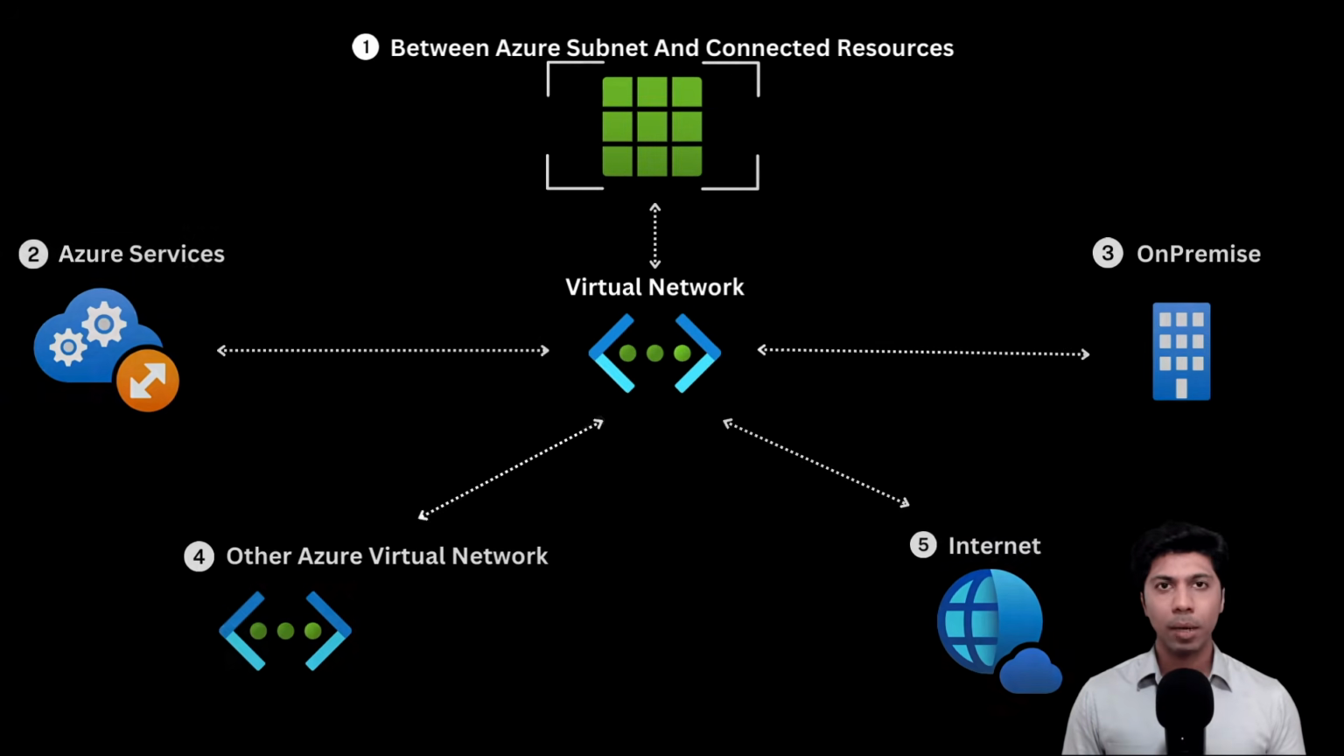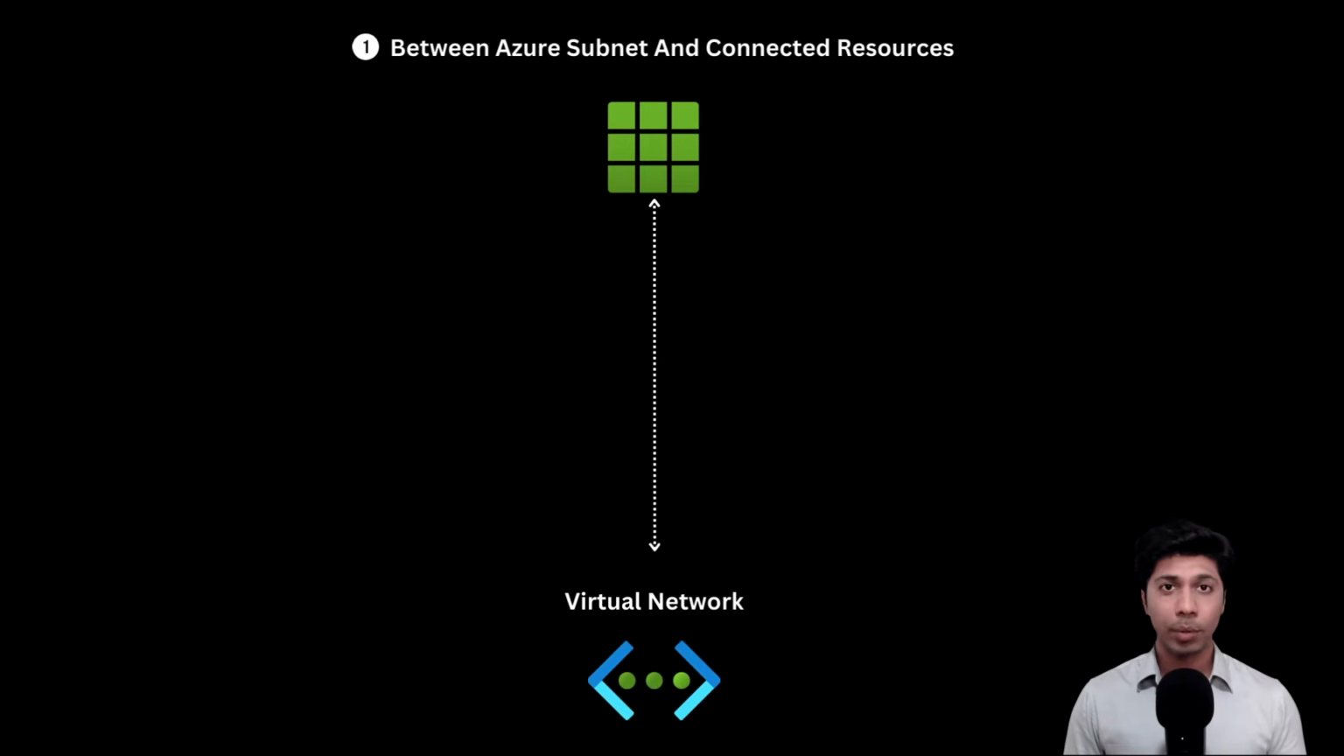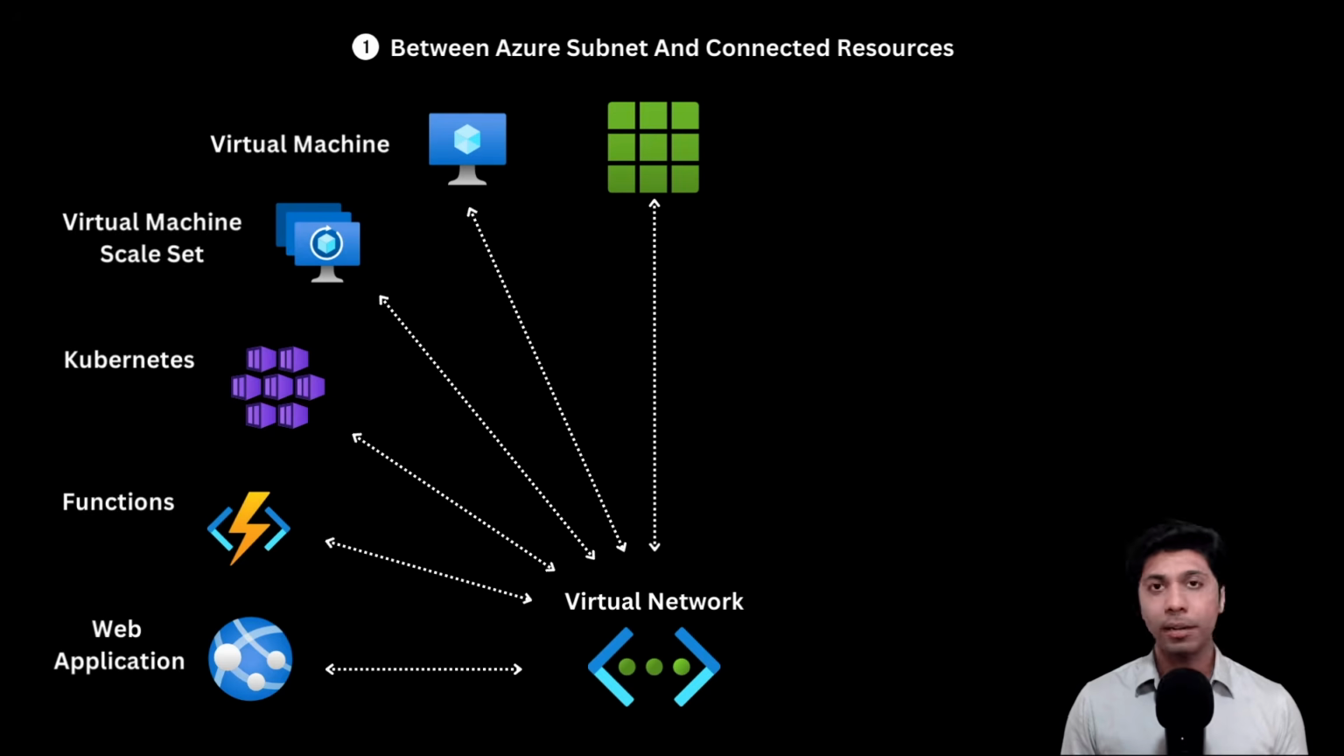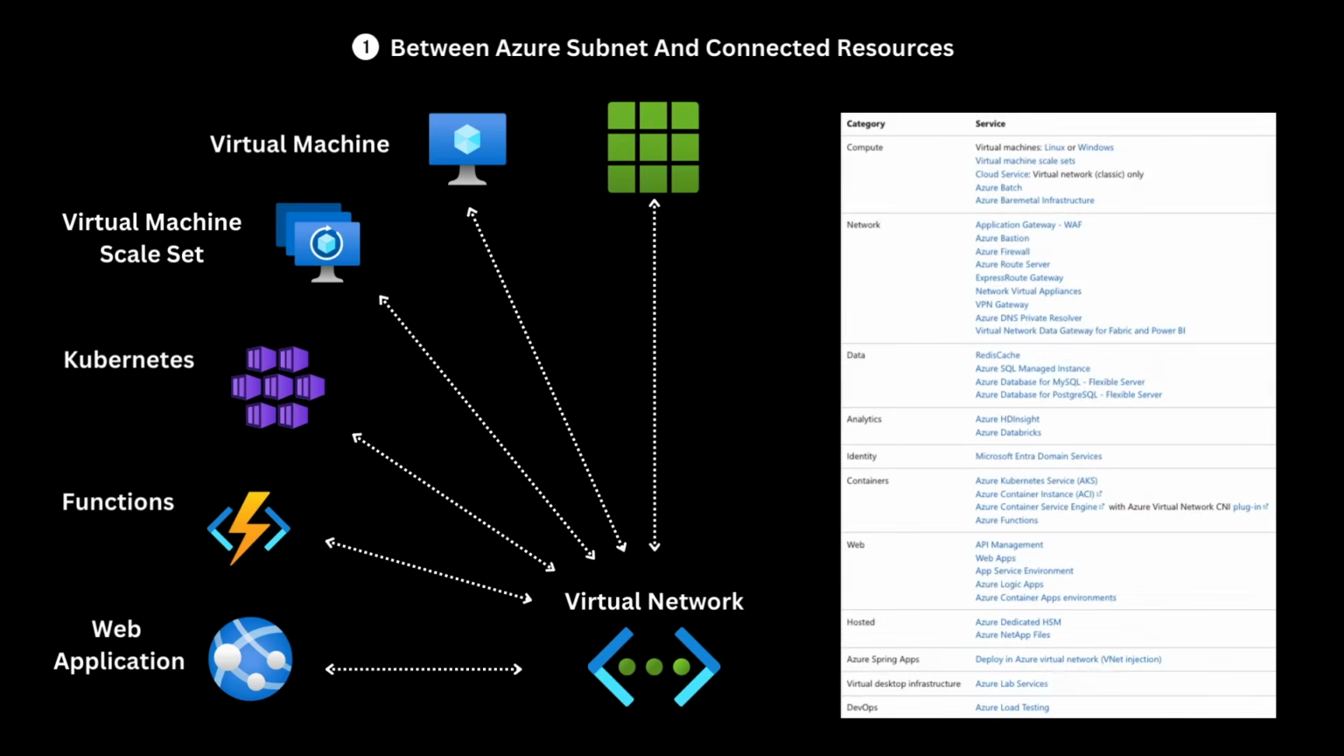Now let's first talk about our first communication quickly, that is, between Azure Subnet and the connected resources. Resources within the virtual network and the subnet can communicate with each other privately through private IP addresses. Custom application servers, which are installed in various Azure services like virtual machine scale set, or in Azure Kubernetes, or in Azure Function. But how many of these services can connect to the VNet? There are around 35 services to which VNet connects, which are divided into various categories. These instances are called dedicated instances which are attached to the VNet.